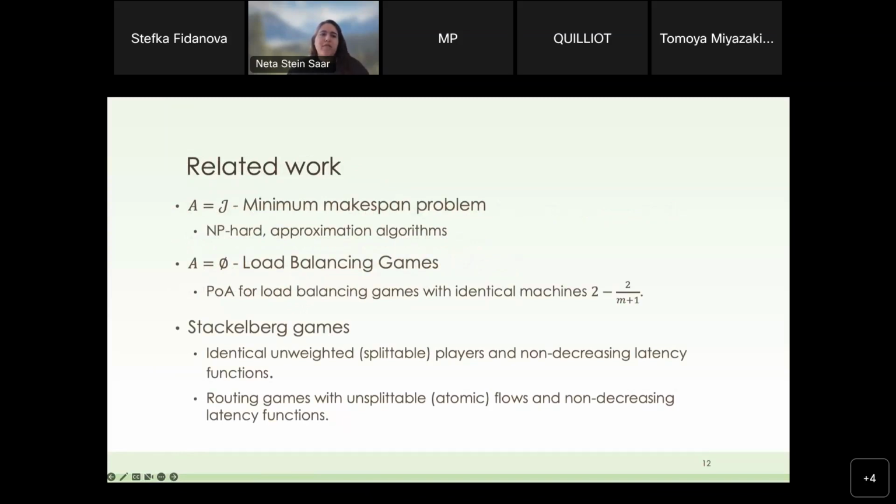So some related work. First of all, we'll notice that for the two extreme cases, we have the case that the leader controls all of the jobs, which gives the minimum makespan problem. It's an NP-hard problem, well studied. There are many approximation algorithms for this. The second one is the case that the leader doesn't control any job, and then we just get regular load balancing games as we presented, for which the price of anarchy is this value. And Stackelberg games so far were studied on different models, not relevant to our model, for different kinds of games and settings.